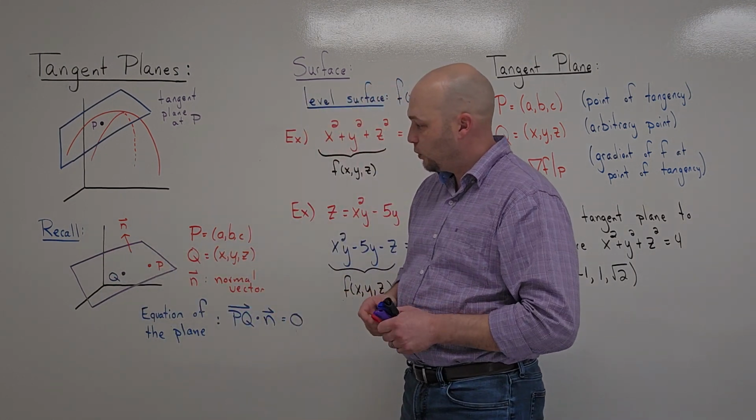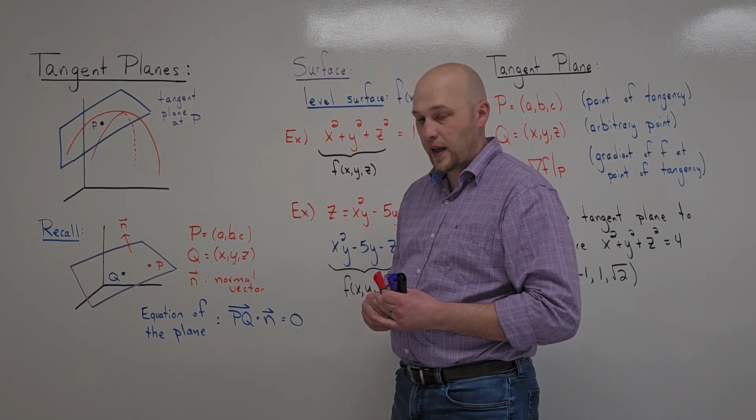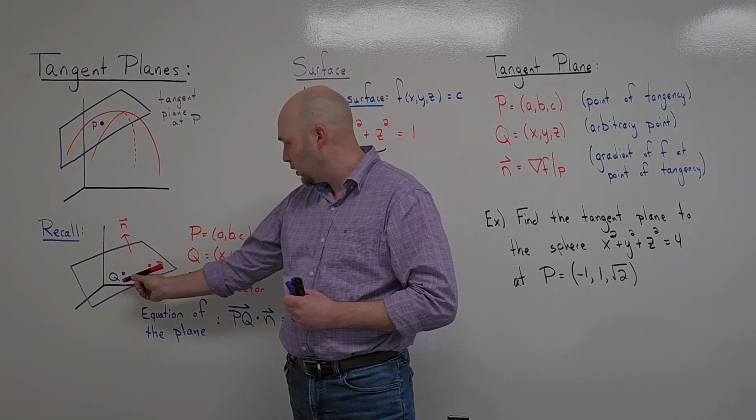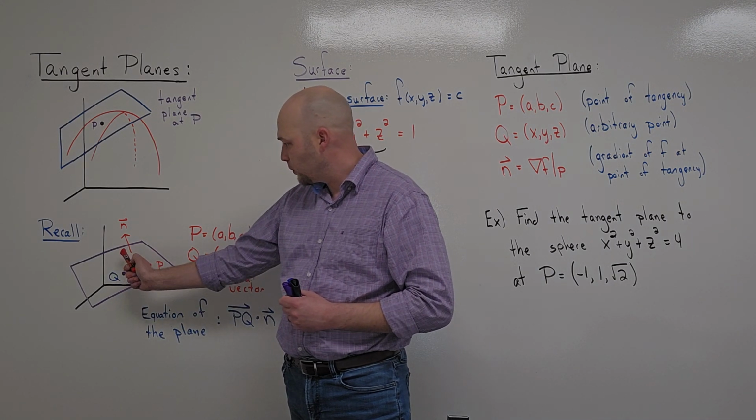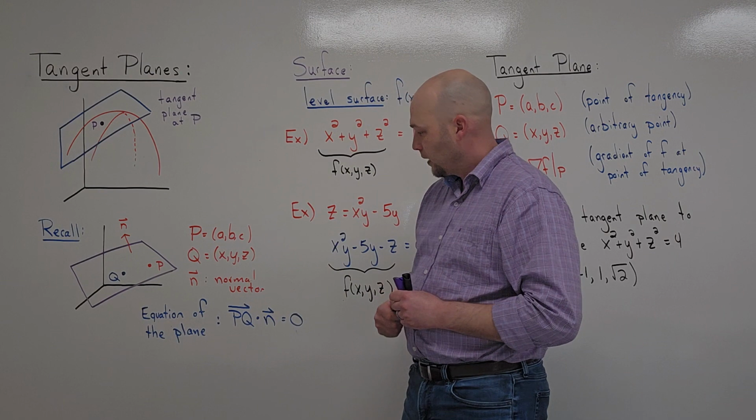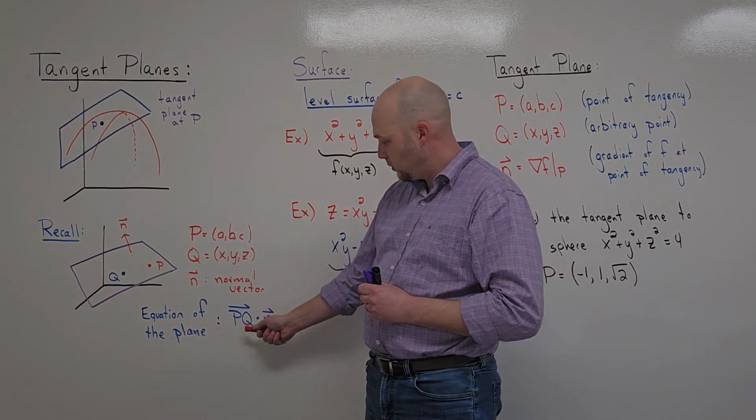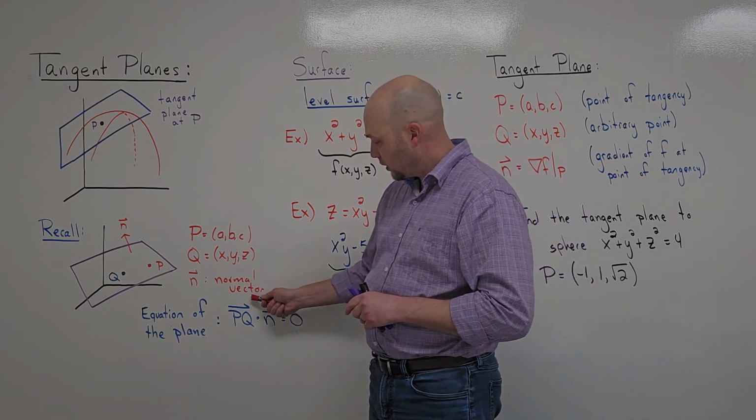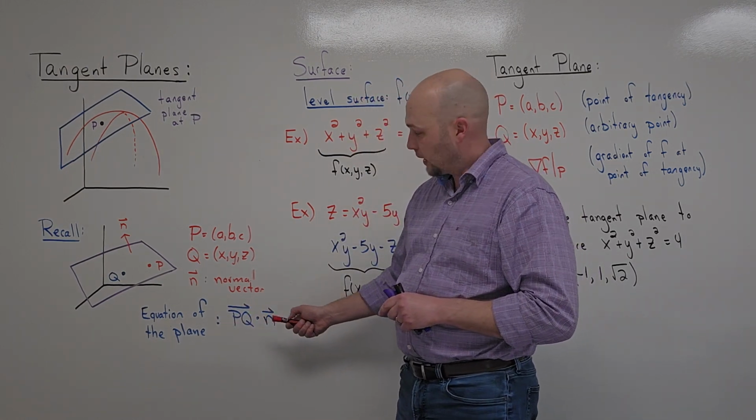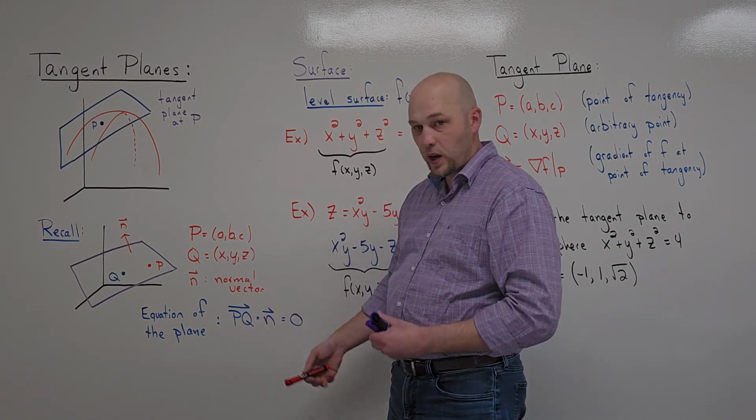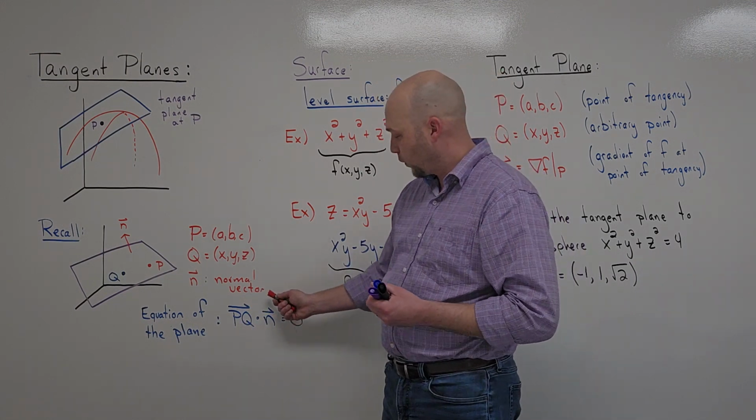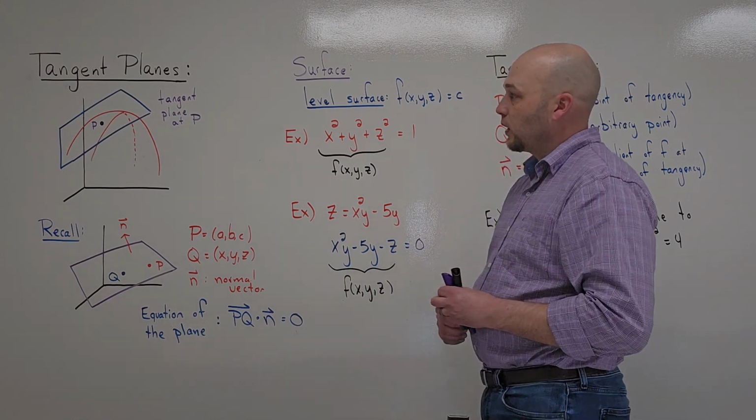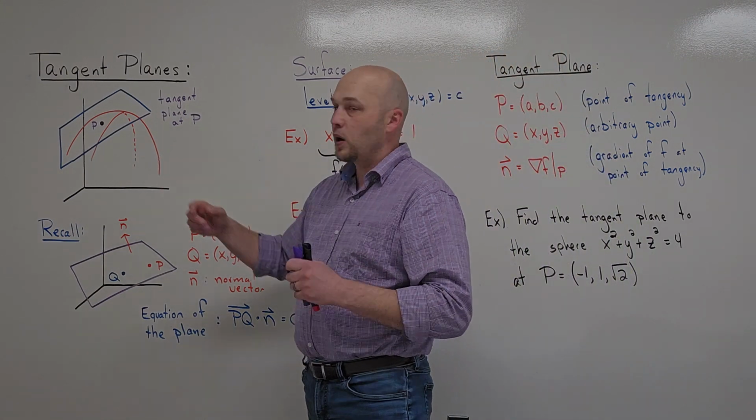Now, in order for Q to be a point in the plane, the vector from P to Q has to be orthogonal to the vector N. That means if I take the vector from P to Q and take the dot product with N, that should equal 0. So this right here is the equation of the plane. Again, if x, y, z satisfies this equation, then it lies in the plane, and therefore this equation represents the entire plane.